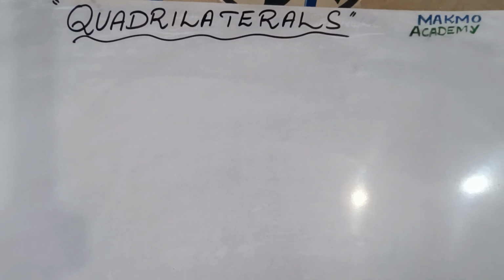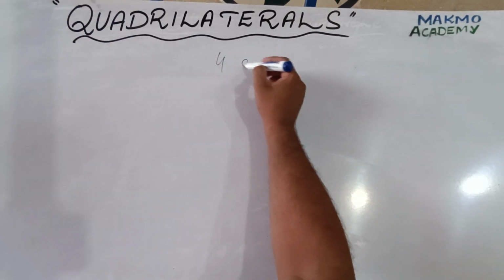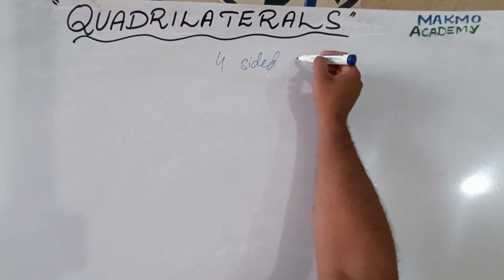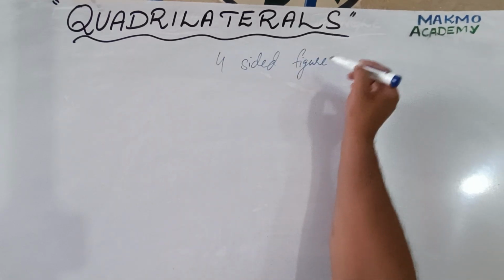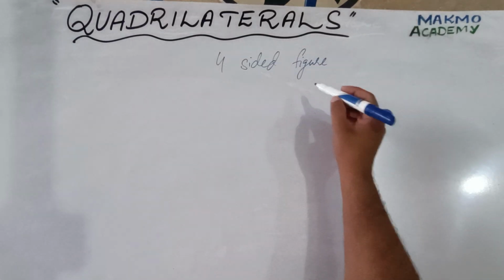Welcome to Macmo Academy. In this video we will discuss quadrilaterals. A quadrilateral is a four-sided figure, and the sum of the interior angles of a quadrilateral is 360.